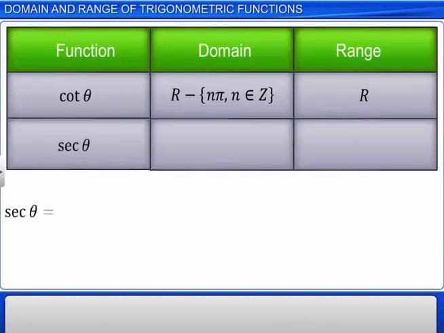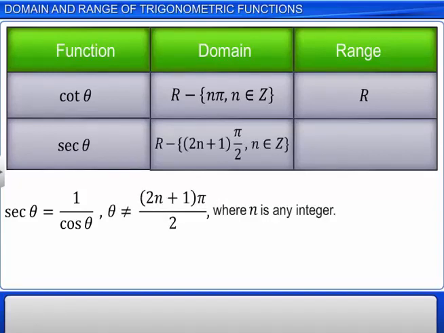Secant theta is equal to 1 divided by cos theta. This function is defined for all theta belonging to the set of real numbers not equal to 2n plus 1 into pi by 2, where n is any integer. This is the domain of secant theta. The value of secant theta does not lie between minus 1 and 1. Therefore, the range is the union of the closed interval minus infinity to minus 1 and the closed interval 1 to infinity.